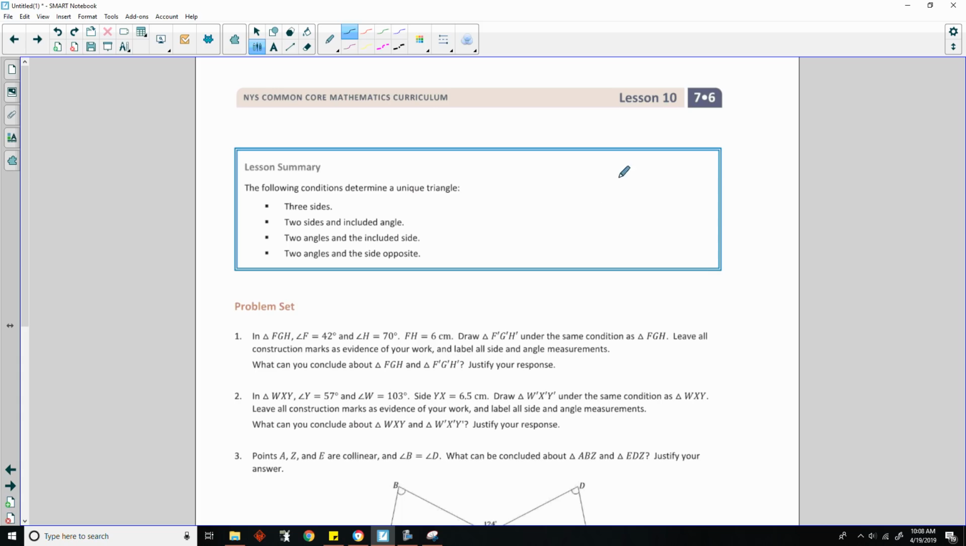And that, my friends, is the end of Lesson 10. Review this lesson summary of 3 sides, 2 sides and an included angle, 2 angles and an included side, and 2 angles and an opposite side. And go do your problem set.